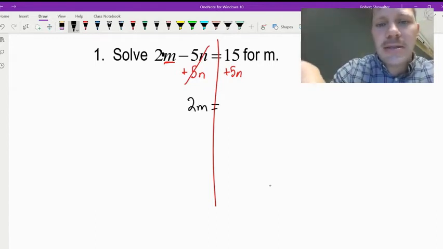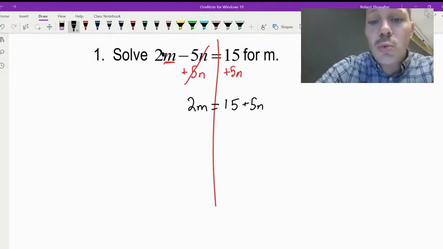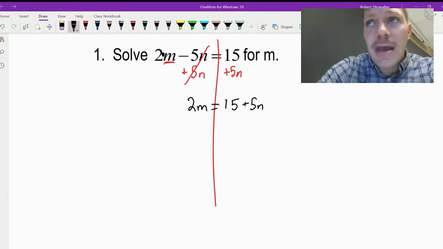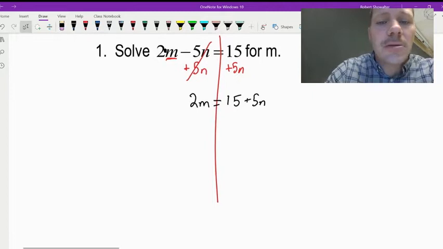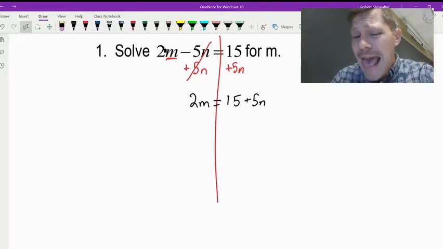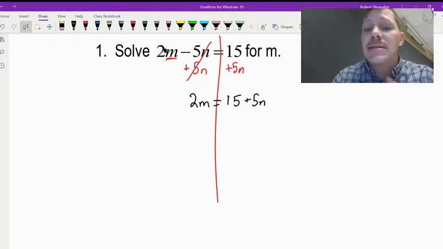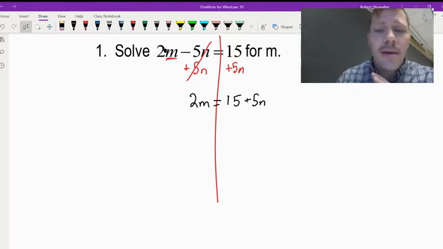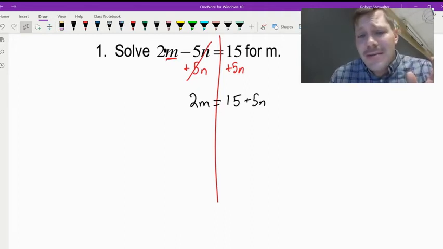Now we have this expression. Those are not like terms, so we cannot combine them. We are just going to rewrite it as 15 plus 5n. We're really tempted to combine those, but we can't because they're not like terms, so we're just going to leave them. Our goal is to get m by itself. Since that is our goal, we're just going to simplify the stuff on the other side as best as we can. If we can't simplify it, we're just going to leave it.